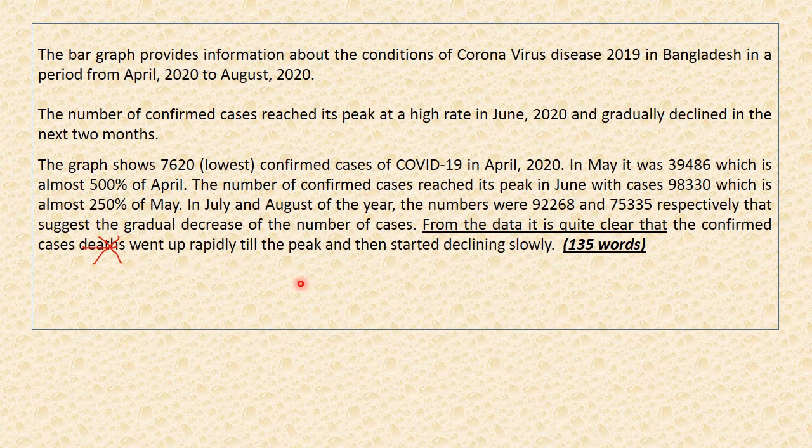And if you write the conclusion differently, then if you follow the structure 1, in that case you will rewrite the trends in the conclusion, and before the concluding sentence you will use a phrase like this. From the data it is quite clear that. So my dear students, in this way you yourself can write an ideal answer for any graph.